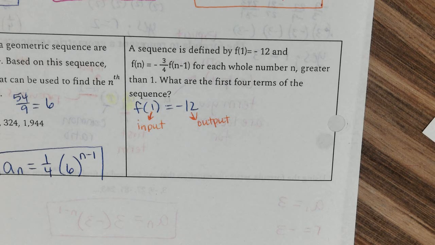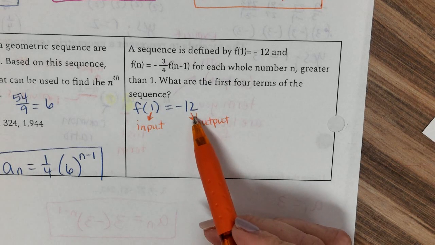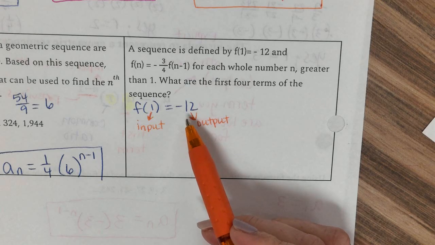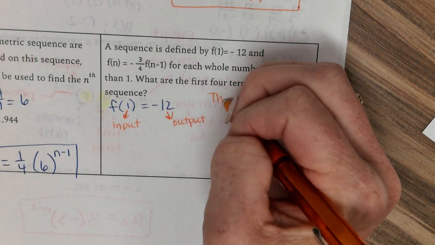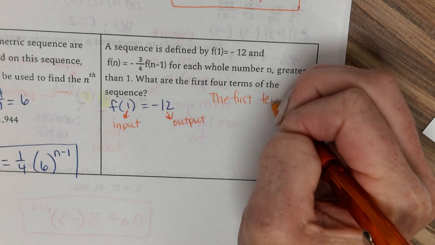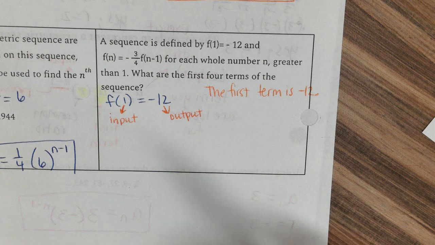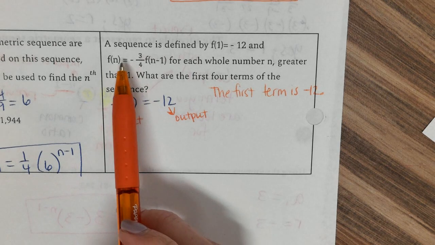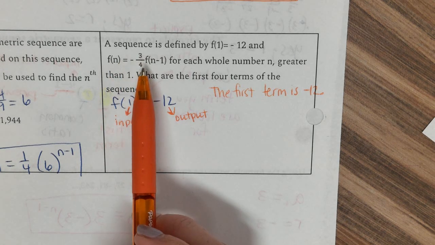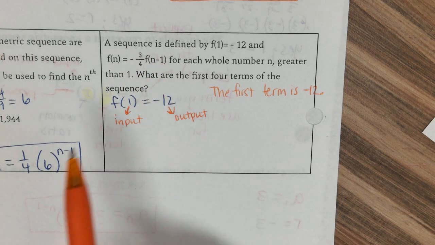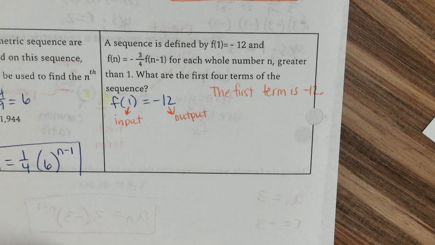So if the input is 1, doesn't that mean the first term is -12? Does that make sense? So the first term is negative 12. And the reason is the input was 1. Then it gives you a function. F of n equals negative 3/4 times f of n minus 1 for each whole number n greater than 1. What are the first terms of the sequence?